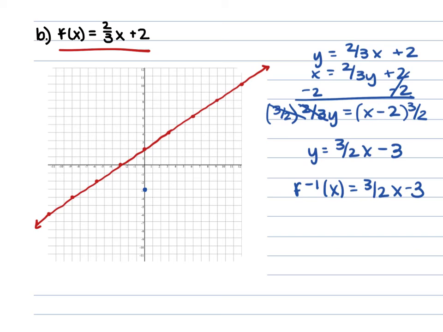Then I'm going to go up 3 and to the right 2, my entire length of the coordinate plane. Up 3 to the right 2. And then I'm also going to go down 3 and to the left 2. And I draw my line through my points.